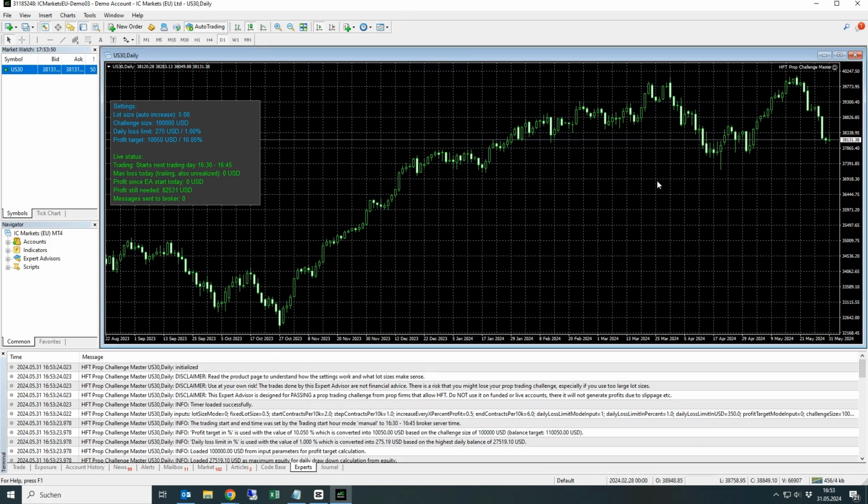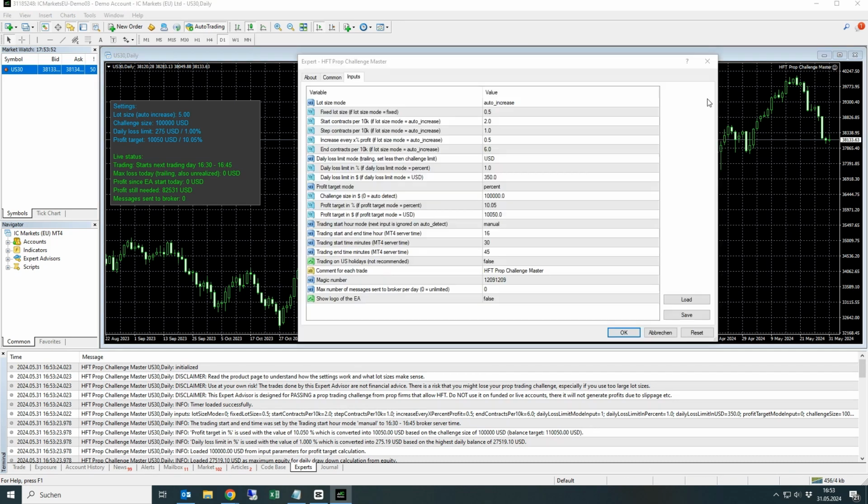If your latency is higher than 50 milliseconds, you can try to set the lot size mode to fixed, use the smallest possible lot size, and set the trading end time minutes to 3, and see if the AI made profits in these 3 minutes. If your latency is too high, you should rent a virtual private server that is located near the broker server.